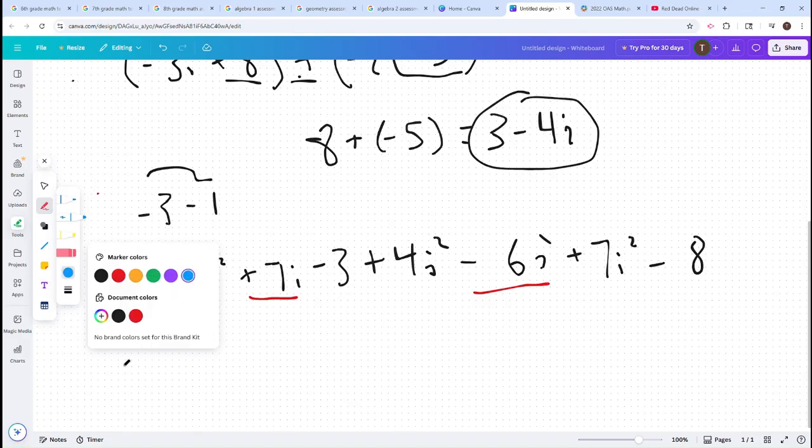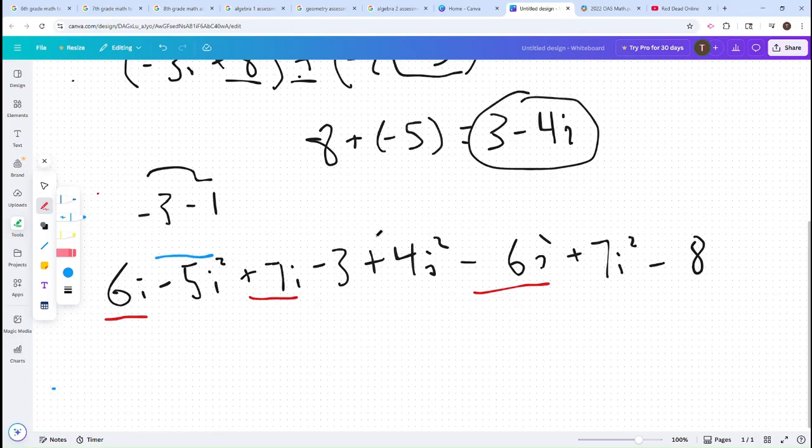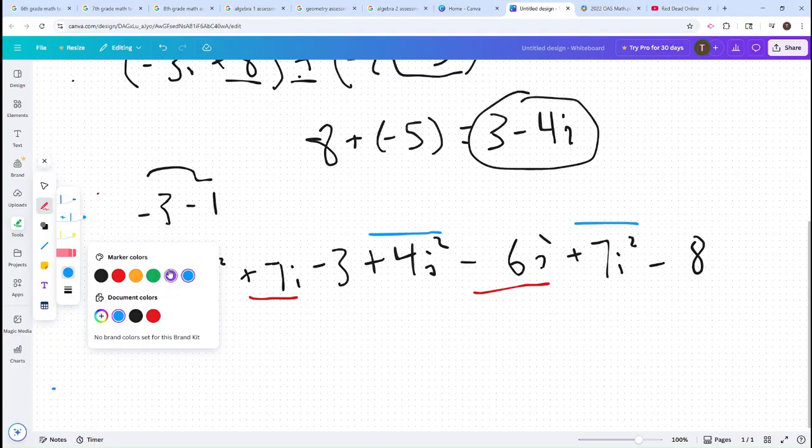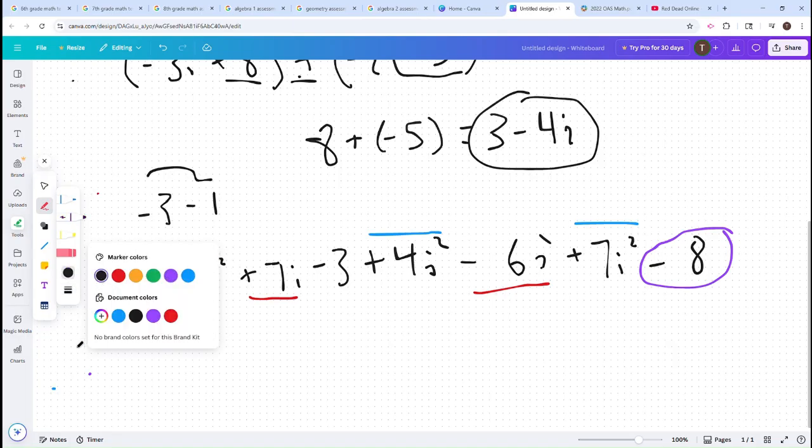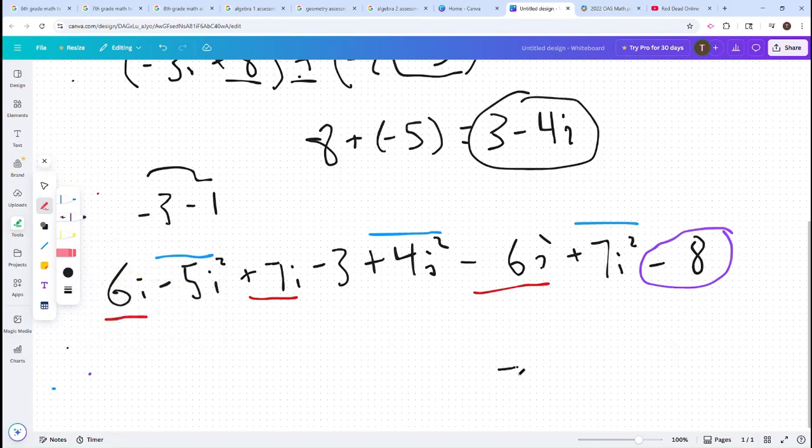So let's do blue here. We have i squared, we have i squared, and we have i squared. And red and blue makes purple. So purple would be just this negative 8. And since this negative 8 is the only one there, that's going to be included in the answer. So after all those i terms, we'll do i to the second, and then i to the first. At the end, it'll be minus 8.